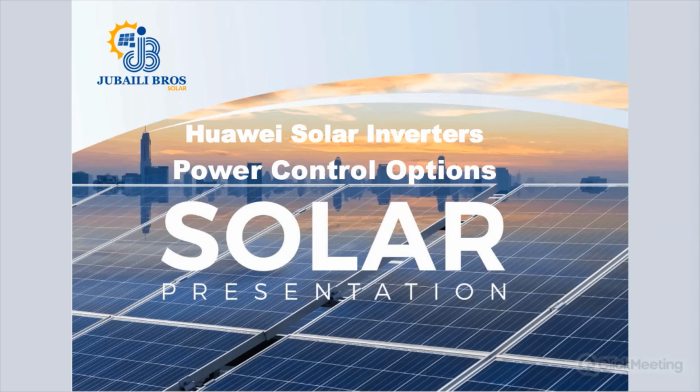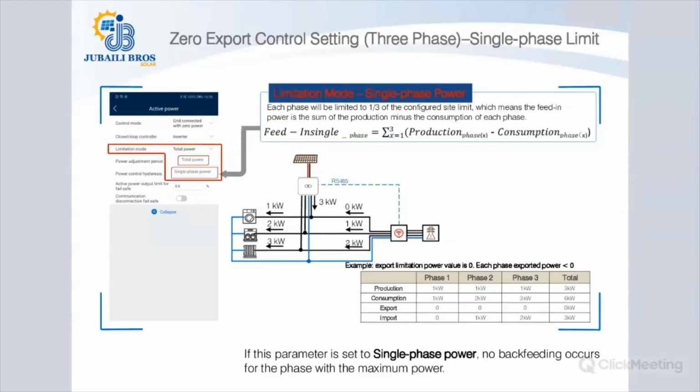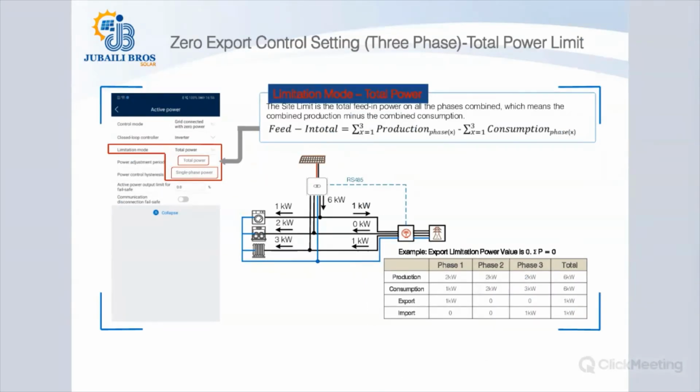If you can see this scenario, here the loads are imbalanced. We have one of them at 1, the other is at 2, and the third is at 3. The inverter, regardless, will supply equal power at each load. So the inverter will have 6 kilowatts over 3 phases, then it will be 2 kilowatt per phase supplied.